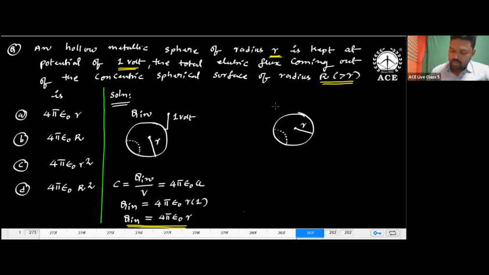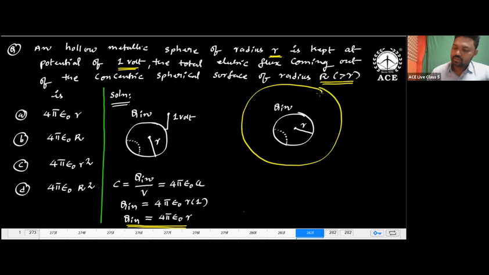What is the charge on this one? Here, charge induced on this is Q. Now, this is enclosed with one more sphere. He is asking what is the flux coming from this one, whose radius is greater than small r. From the Gauss law, what do we know? The flux coming out of any closed surface is equal to the charge inside that. So the charge inside this one is the charge on this one.